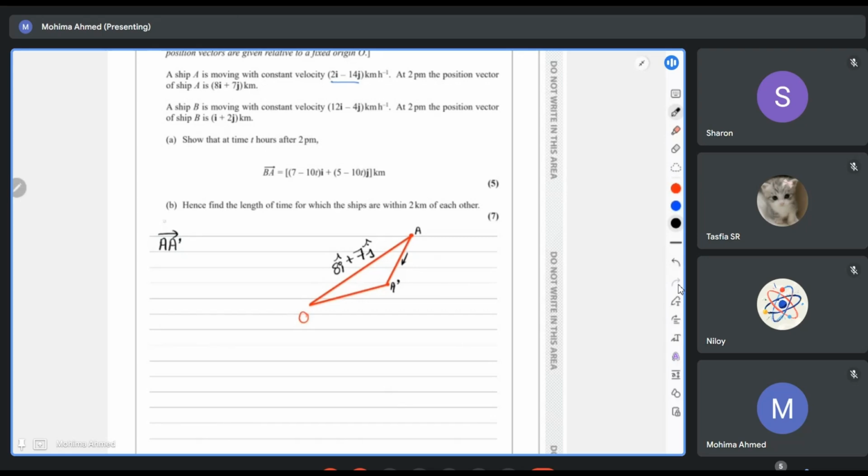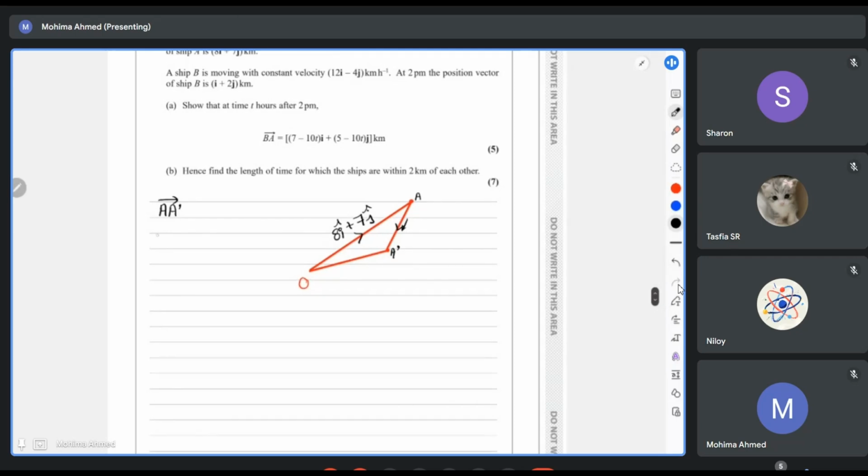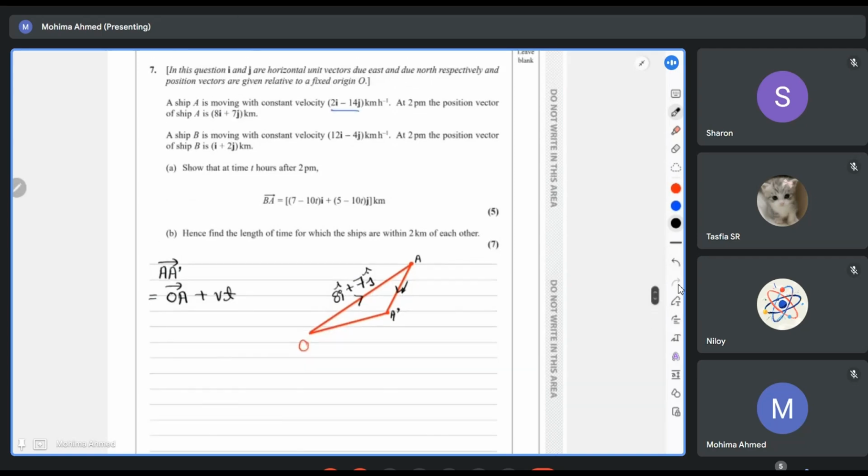This line over here actually indicates the direction in which we are traveling. For example, from O to A, the direction is OA, right? From A to A prime, the direction is AA prime. So in that case, I can break this down as OA, the position vector OA, plus VT. It was moving with constant velocity, so the velocity will not change.